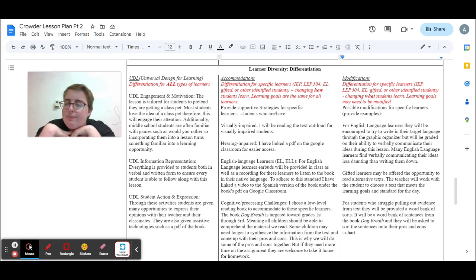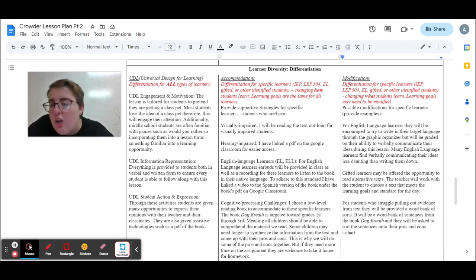And so for engagement and motivation, I put that the lesson is tailored for students to pretend they are getting a class pet. So when I introduce this lesson, I'm going to really hype it up. I'm going to be like, guys, I think we should get a class pet. And they're going to get so excited. They're going to be like, Miss Abby, we want a bearded dragon. Miss Abby, what is it? Is that a hamster? Are you bringing your hamster? And I'll be like, no.